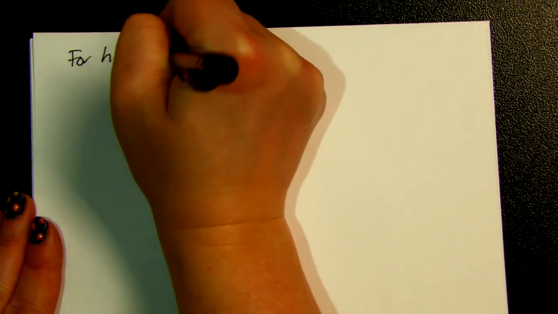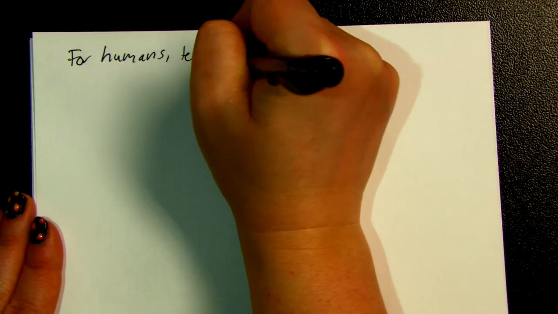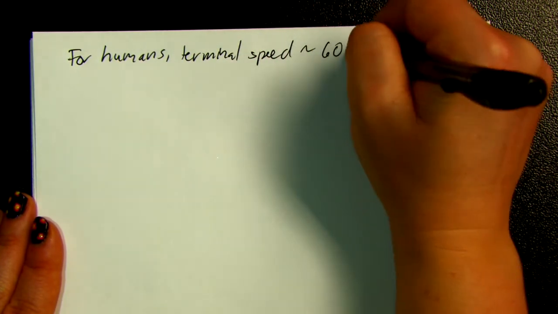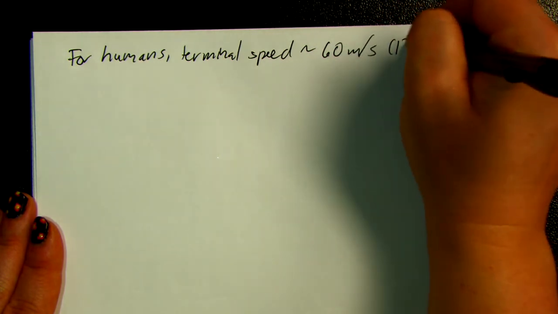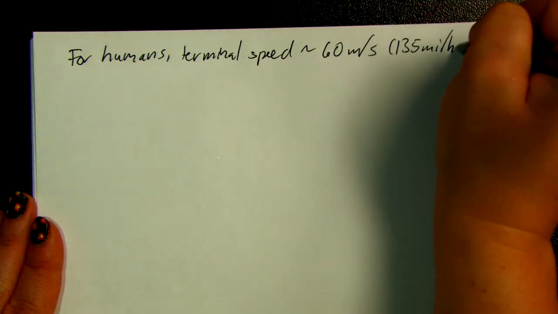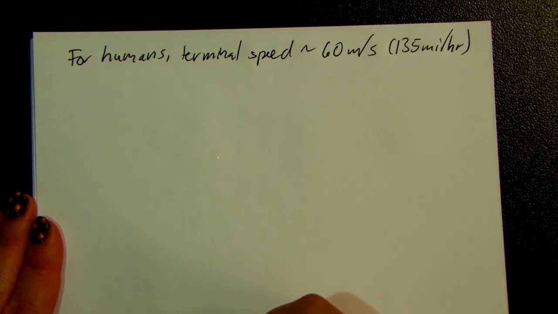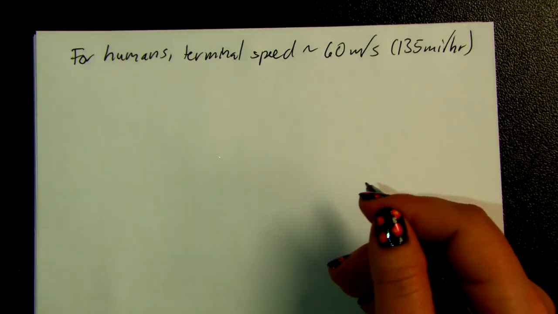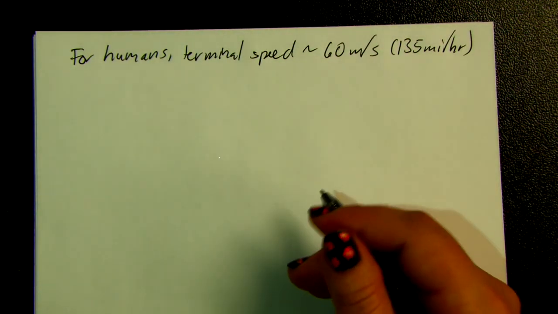All right, so in case you're wondering, for humans on Earth, terminal velocity, or terminal speed, is about 60 meters per second, or 135 miles per hour. And if you go skydiving, you could reach terminal velocity. So basically, that's as fast as you're going to go. All right. So approximately, there are other factors.